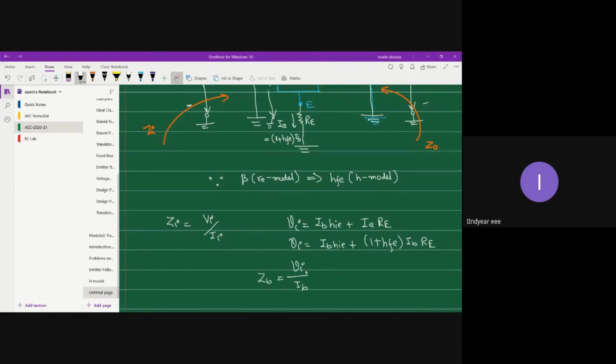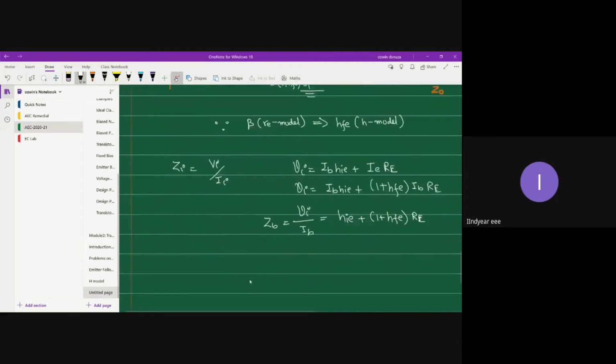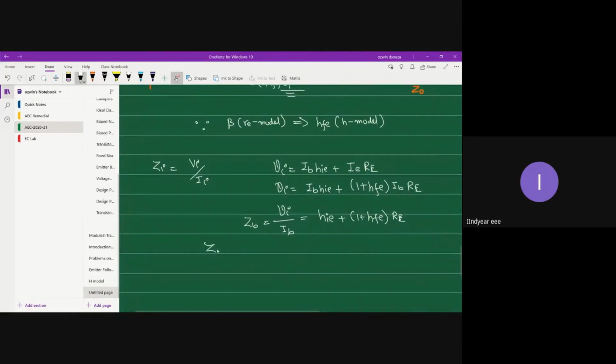Let's define this ratio as some impedance ZB, the base impedance ZB. And base impedance ZB is going to be HIE plus 1 plus HFE into RE. So that's your base impedance. Once base impedance ZB is found, you can find ZI. So now ZI is going to be RB parallel with ZB. It is similar to your RE model, just that in the ZB description, you have H parameters.